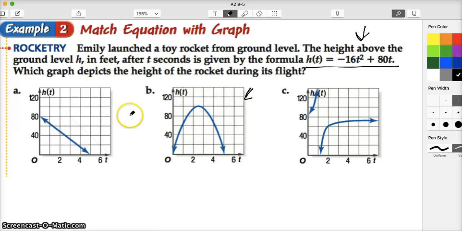But even the situation seems best described by this shape. If you have a rocket and it goes up and it comes down, it makes sense that it's going to have this kind of pathway. So B is the answer.